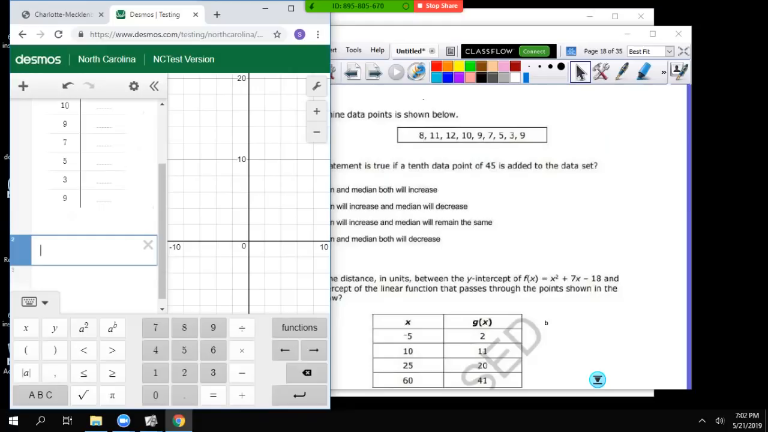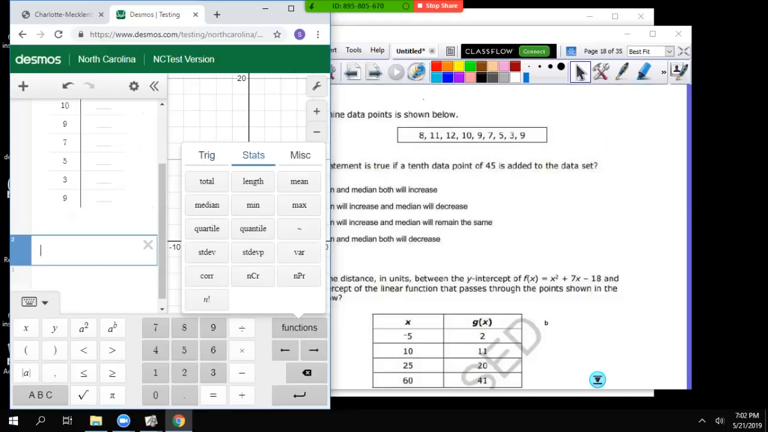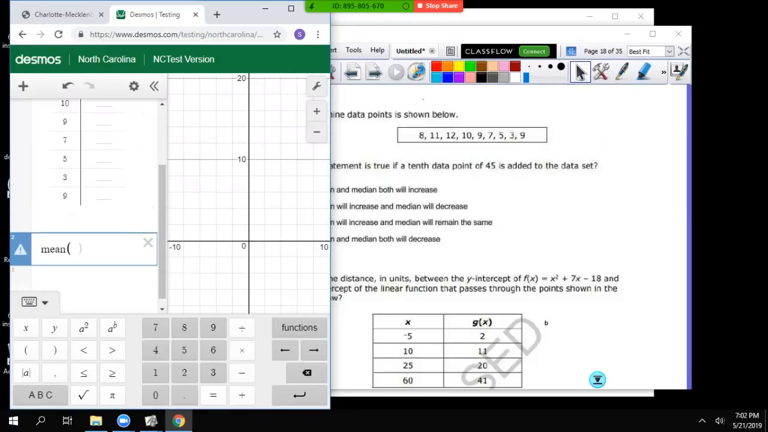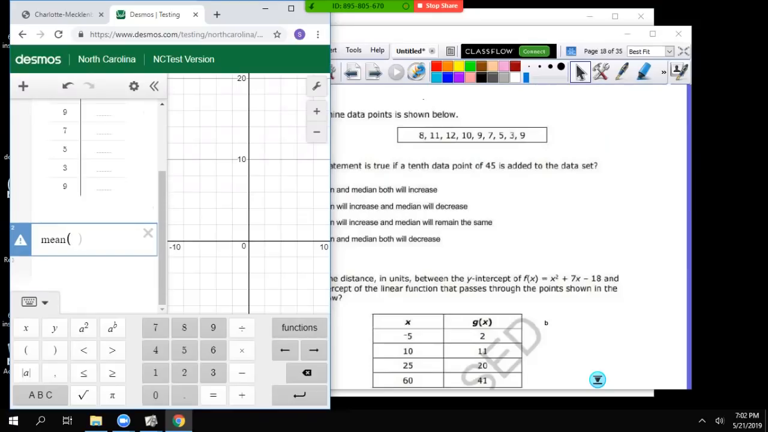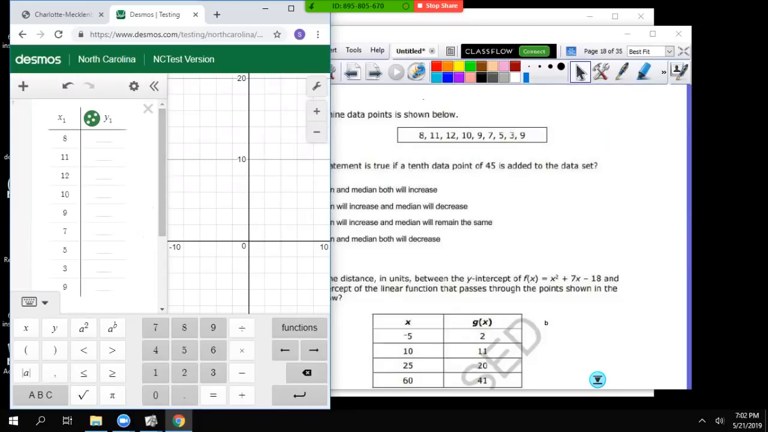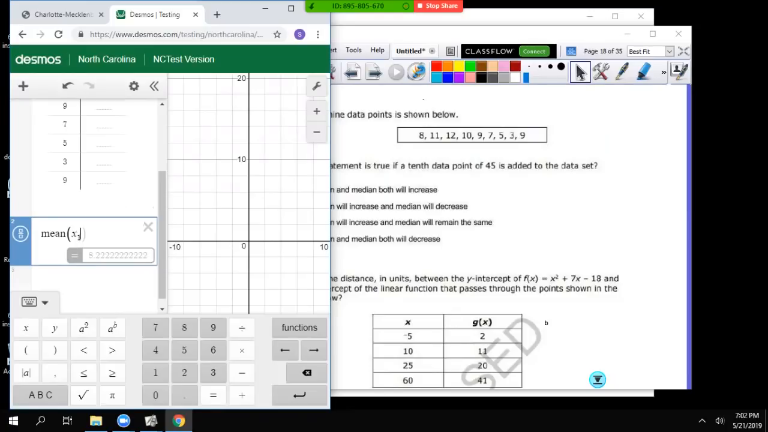I know that Desmos will do mean and median for me. All I have to do is click the next empty box, functions, stats, and I'm going to choose mean just because it is there first. Since all my data is in X1, instead of having to retype all of my data, I'm just going to type in X subscript 1, because remember, that's the list that all of my values are in. I don't have to close parentheses, but I'm a little particular about that, so there we go. And we see here that our mean is 8.22.